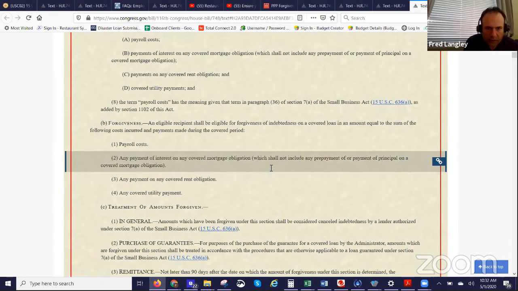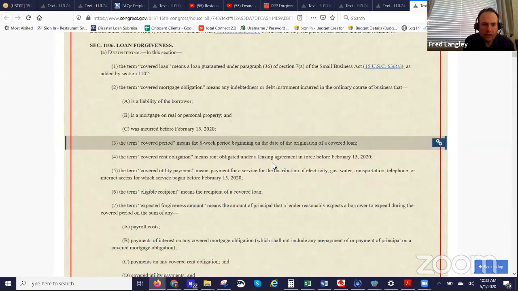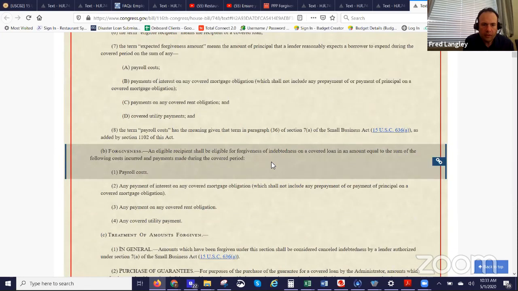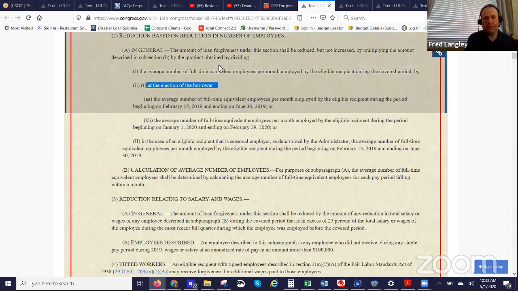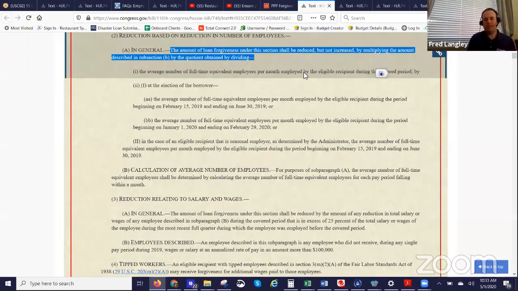It's in this reading where it's divided by, and it's going to say forgiveness. I think I might go back to that first one. Okay, so here's where it is. The amount of loan forgiveness under this section shall be reduced but not increased by multiplying the amount described in subsection B by the quotient obtained by dividing, right? So your forgiveness is your subsection B, which is your beginning amount, and then divided by this year's amount, right?